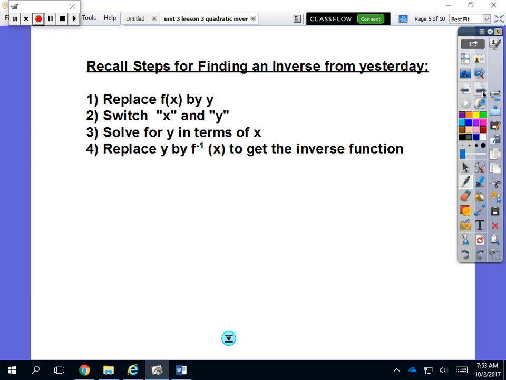Okay, so to review how to find an inverse from last week, not just yesterday: you replace f of x with y, switch the x and y, then solve for y in terms of x, and last we put f inverse of x instead of y in there. So it's really key to switch the x and y and solve for y.